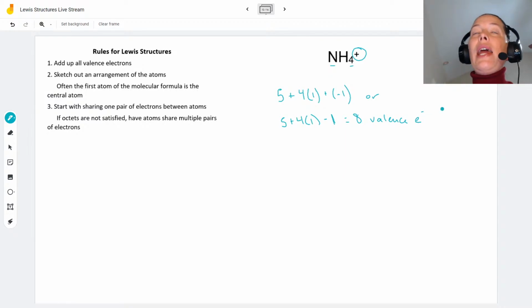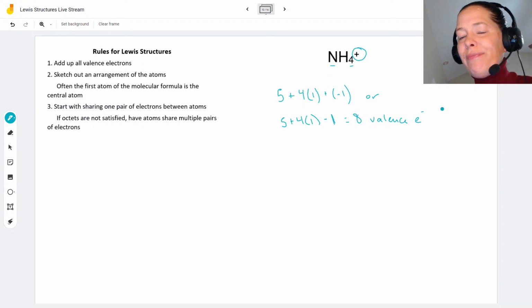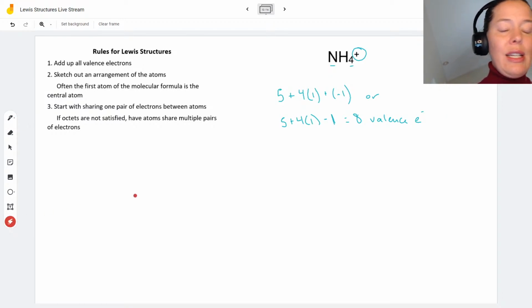Now, you can have structures that have an odd number of valence electrons. Those are called radicals. We are actually not going to deal with that in this live stream. That's another thing that's just going to be beyond the scope of what we're going to be able to cover today. But if you want, we can always do another live stream where we talk about radicals and see their structure. Okay, but we have our total valence electrons.